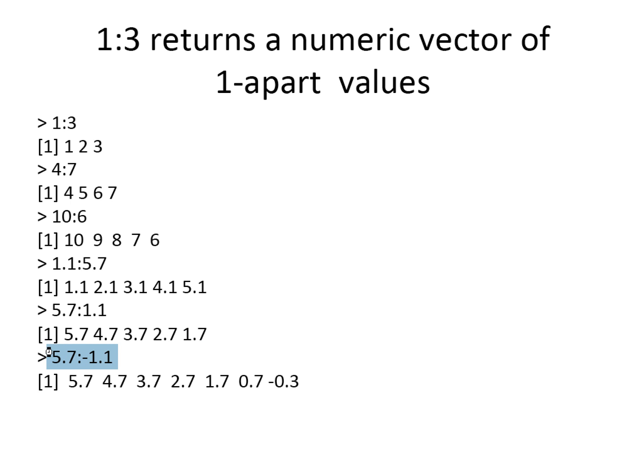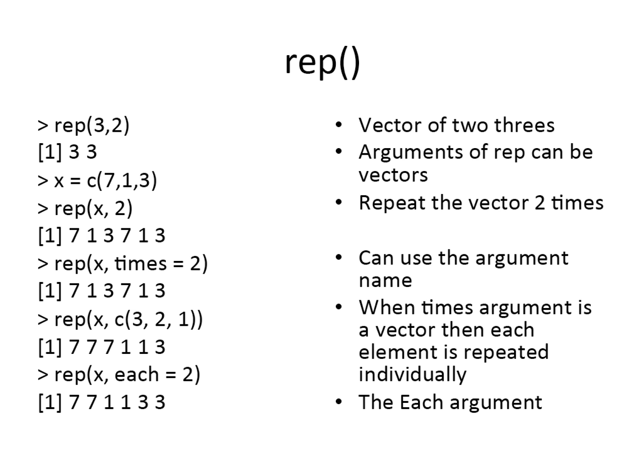Don't worry about 0. R will float back past 0 either way. So 5.7 step by 1 to minus 1.1. You can see it goes 2.7, 1.7, 0.7, minus 0.3. It just keeps going. So that is a nice, easy thing to know, especially if you want to march along by steps of 1.